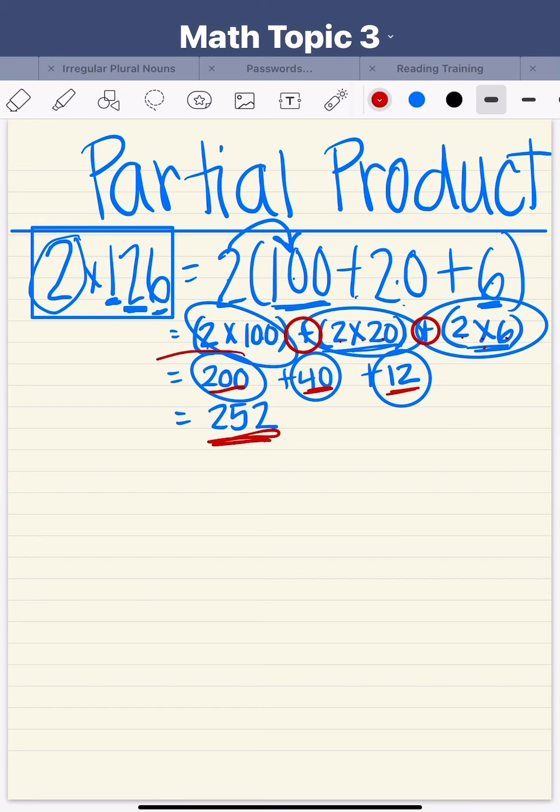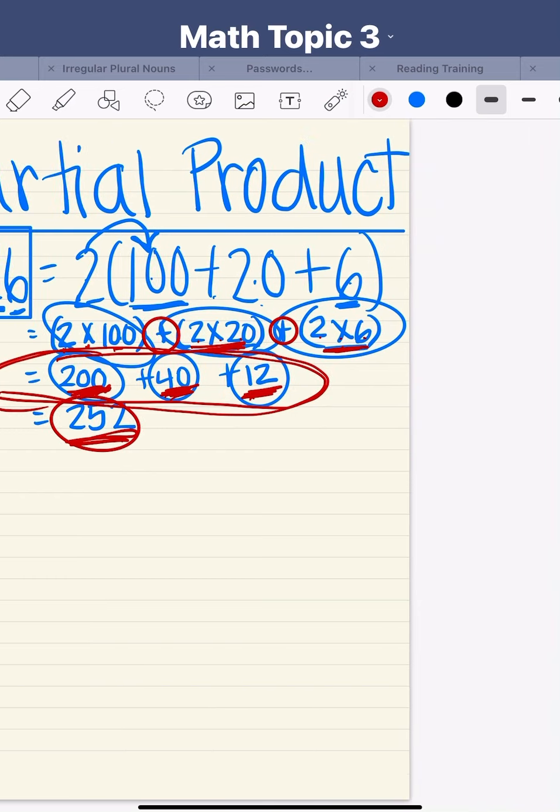Right here, these are your partial products, because 2 times 100 is 200, 2 times 20 is 40, 2 times 6 is 12. So now I add our partial products together. 200 plus 40 is 240. 240 plus 12 is 252. 252 again is my product. This row right here, 240 and 12, that's our partial product.